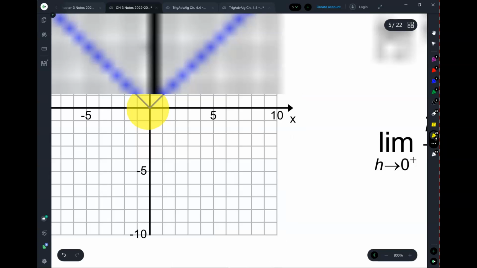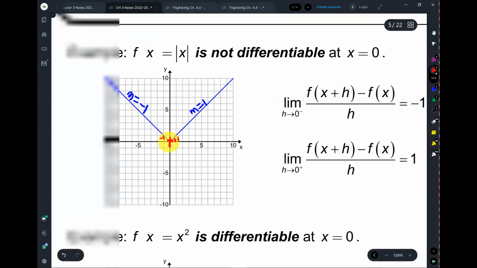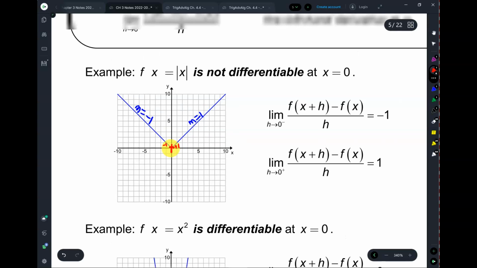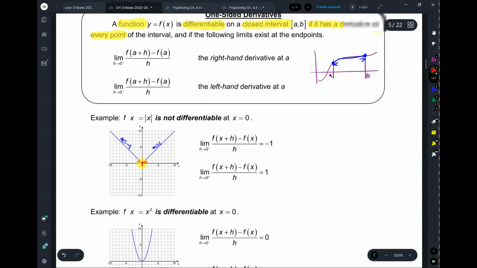So if you zero in on that point, and if you look at the derivative from the left, it's -1, but from the right, it's +1. And because it doesn't have the same slope, the same derivative on either side of that, we say this function is not differentiable at x equals 0. It's differentiable everywhere else, but at x equals 0, it's not differentiable. Let me do the other example and then I'll take questions.